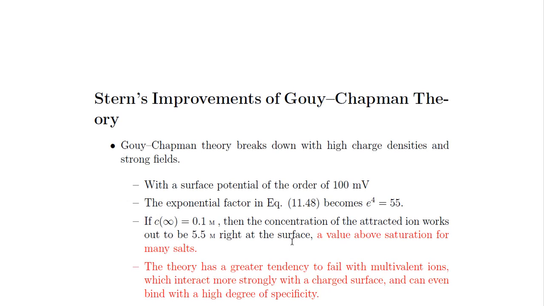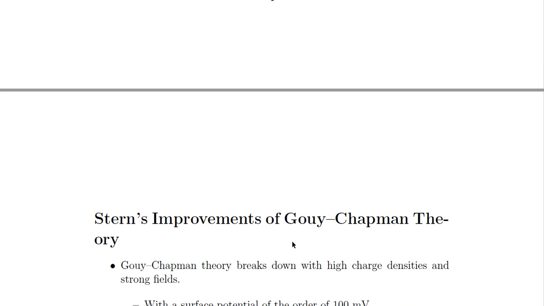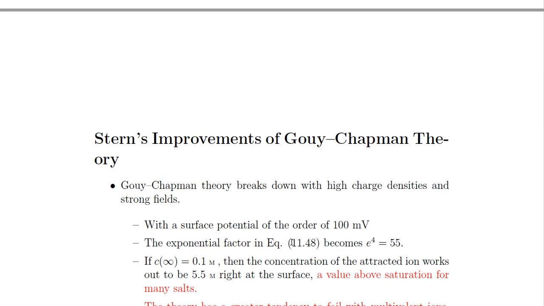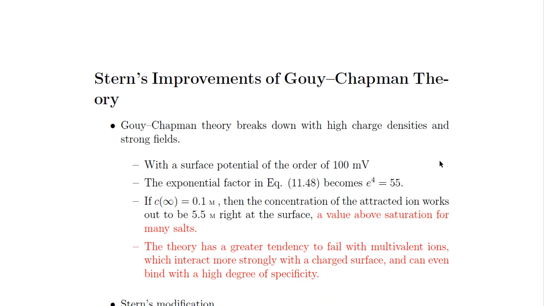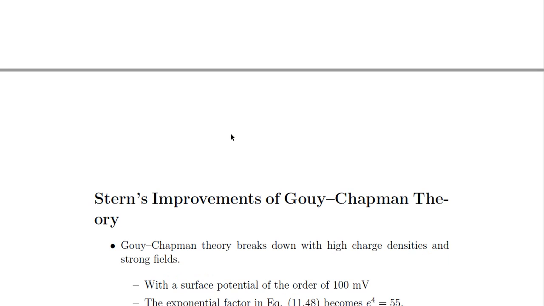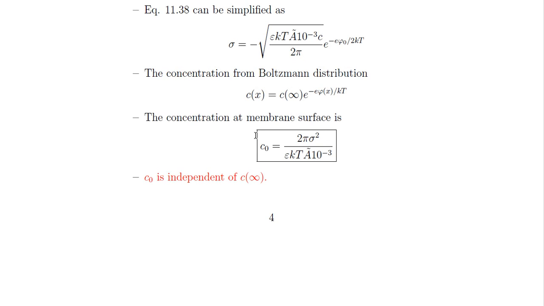Okay, so next is the Stern improvement of Gauss-Chapman theory. The Gauss-Chapman theory breaks down with high charge density and strong field. So high charge density, let's say Ca2+, and a strong field. If the membrane is put in a strong field, we cannot do the curve fitting using this equation.